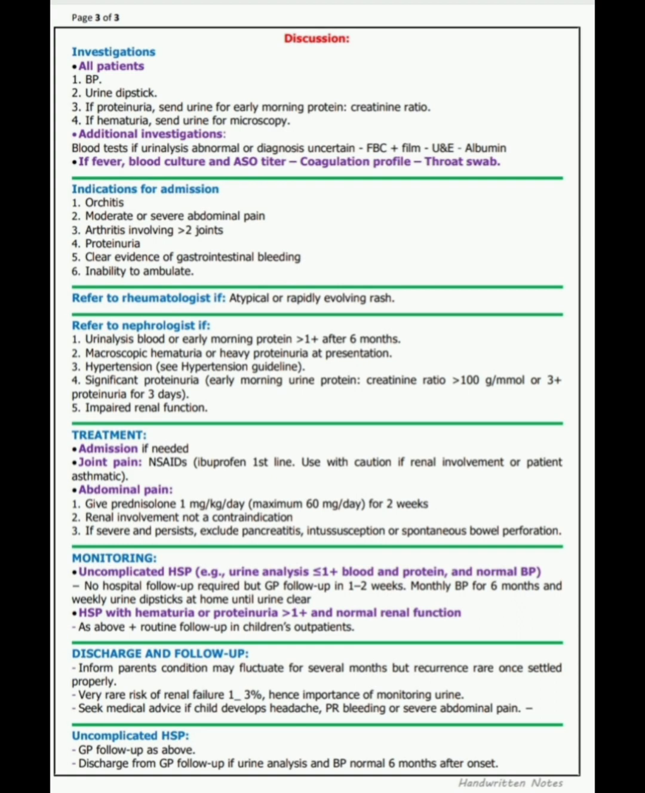Complicated Henoch-Schönlein purpura monitoring. That is Henoch-Schönlein purpura with hematuria or proteinuria more than 1 plus and normal renal function. Then as above, plus routine follow-up in children's outpatients.